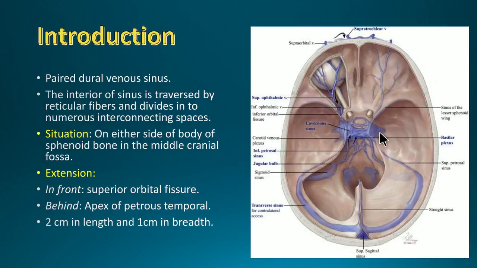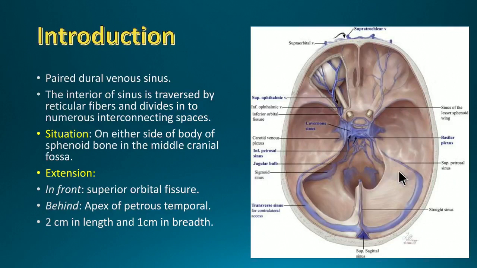So it is situated on either side of the body of the sphenoid bone. Anteriorly, the anterior limit of the sinus will be the superior orbital fissure, which is present between your lesser wing. This is the posterior border of the lesser wing, and below, the lateral part of the floor of the middle cranial fossa is formed by the greater wing. So between the lesser wing and greater wing, the superior orbital fissure is formed. That forms the anterior limit of the cavernous sinus.